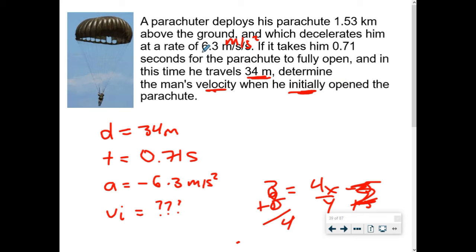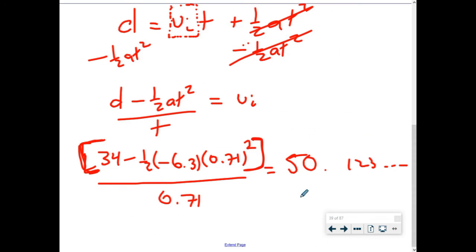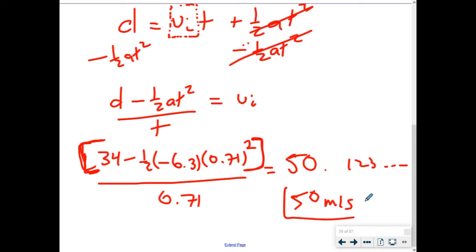Based on the data we've been given, this has 2 digits, this has 2 digits, this has 2 digits. When we are done, our final answer needs 2 digits, so 50 is a very reasonable answer, 50 meters per second. But can you see why 50 meters per second could be dangerous to some people?